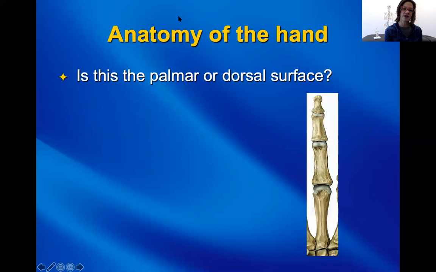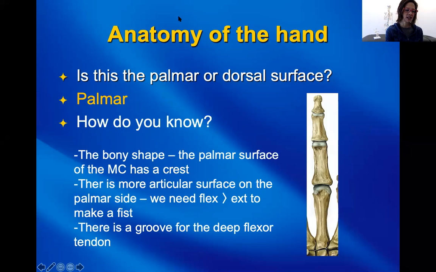So if we look at this finger, is this the palmar or dorsal surface? Palmar. How do you know? First of all, the bony shape. The palmar surface of the metacarpal has a crest. There is more articular surface on the palmar side because we need more flexion than extension to make a fist. And there is a groove for the deep flexor tendon.